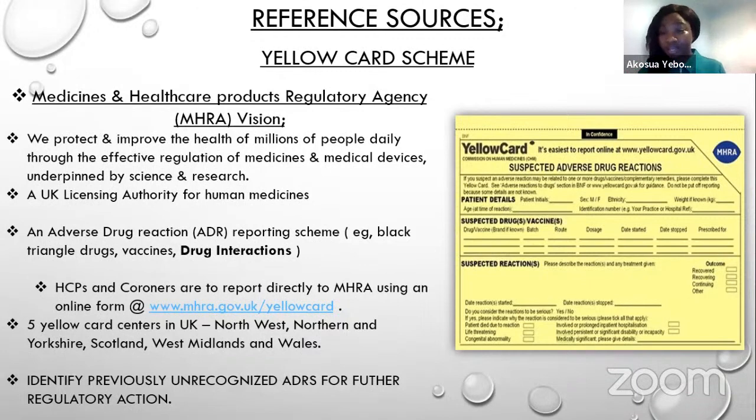Then fill in your personal details, which are confidential: your gender, your ethnicity, your weight, your name, your age. Then whether it was a drug, a vaccine, or a medical device you used, and the actual dosage.